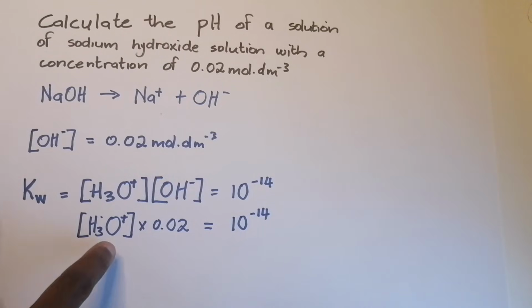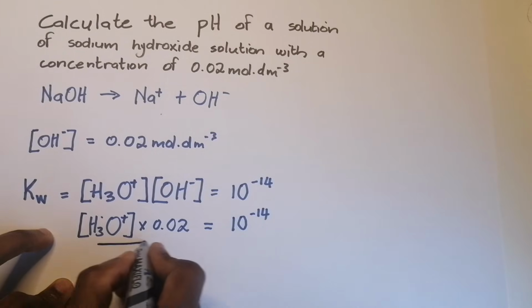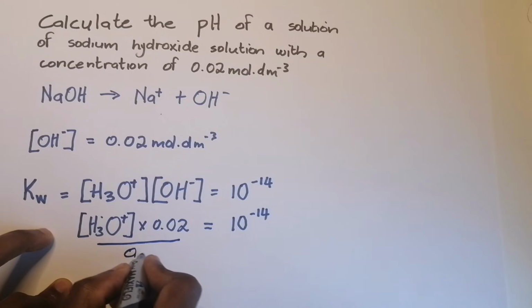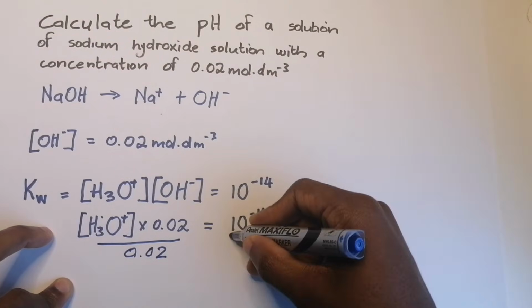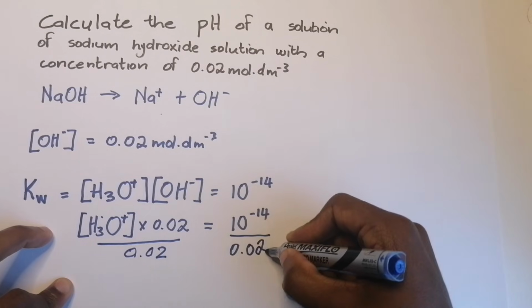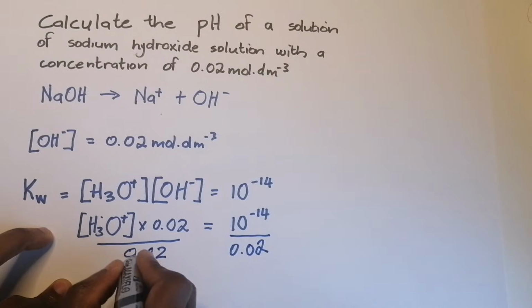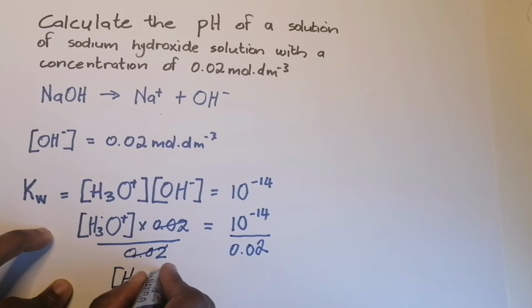So I want to find the concentration of my hydronium ions. So what will I do? Remember, these are multiplied with each other, so I'll divide both sides by 0.02. But remember, what I do on the left, I need to do on the right-hand side. So divide that by 0.02. So that cancels out. So my H3O plus value, we'll just take a calculator just now.